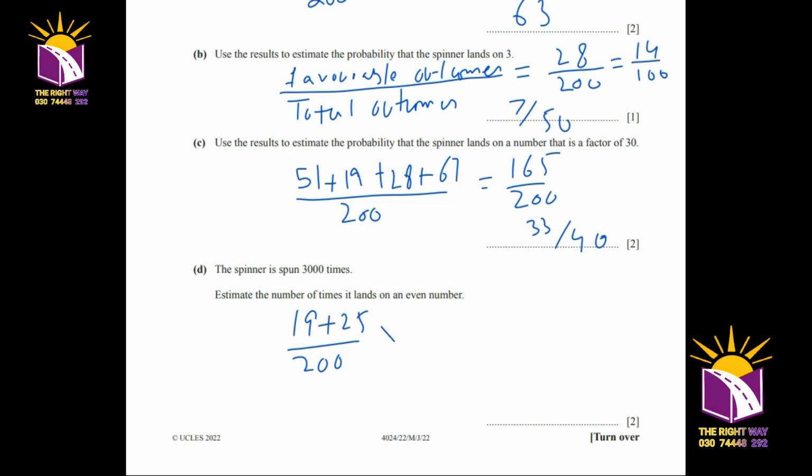Then I am going to multiply it with 3000. So I will get the estimated number of times it lands on an even number. So 19 plus 35 divided by 200, multiplied by 3000, will be equal to 660. So it lands on an even number approximately 660 times.